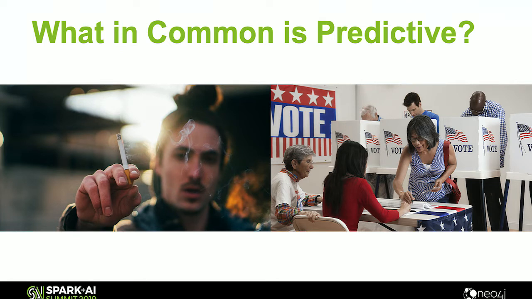So quick question to the audience. Can you guys guess what is predictive in common between these two scenarios? We're trying to predict whether someone might smoke, and we're trying to predict whether someone might vote in the future. Anybody want to dare to guess? Considering I'm from a graph company, what's actually predictive in common here is the relationships.